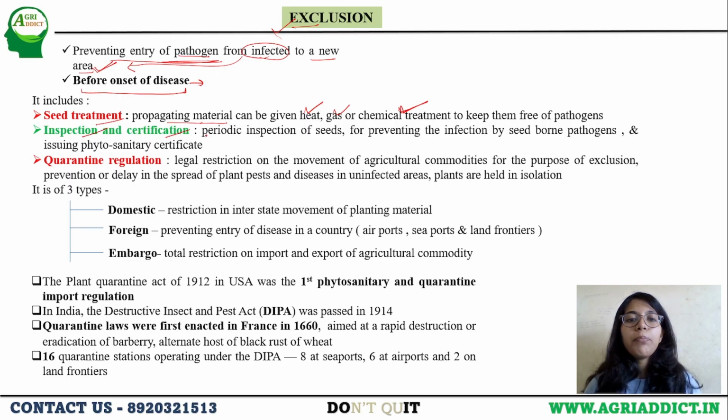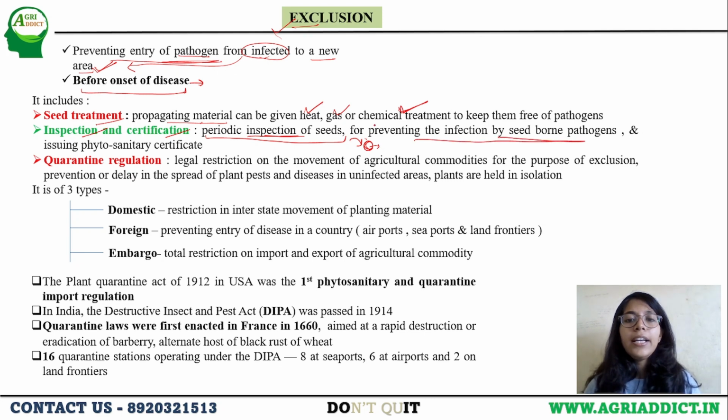So, what is inspection? Like periodic inspection of the seeds. For example, during the import of the planting material from abroad to India, the planting material is first inspected. That is, it is examined whether there is the presence of any pathogen or any pest or not. So that is the periodic inspection of the seeds for preventing the infection by various seed-borne pathogens.